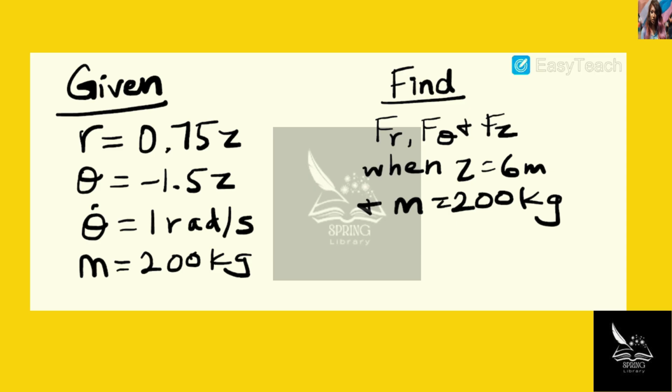What we're asked to solve for is Fr, F theta, and Fz, so the components of the reaction force in the r, theta, and z directions that are exerted on the car by the track when z equals 6 meters. And as stated here, the mass of the passengers in the car is 200 kilograms. The way we're going to go about solving this problem is by using our knowledge of the r, theta, and z directions, so normal and tangential motion, and by using Newton's second law to develop equations of motion to solve for these forces. So let's go ahead and get started.